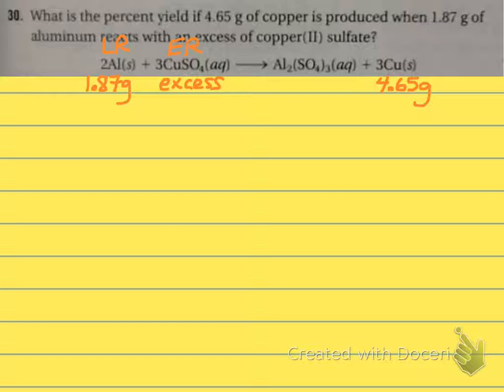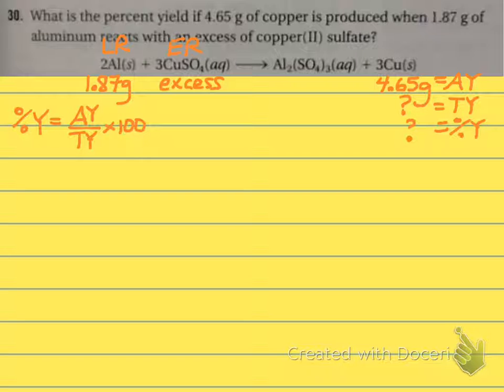Now, what do they want the percent yield of? Remember, our equation for percent yield is actual yield divided by theoretical yield times 100. You have to be given the actual yield, so they have to give you the amount of one of your products. So this 4.65 grams is the actual yield. Obviously, I need the theoretical yield, which I'm going to calculate, and I want the percent yield. That's what the problem is asking for.